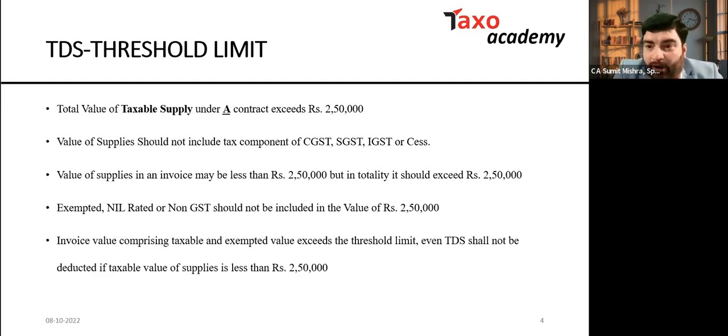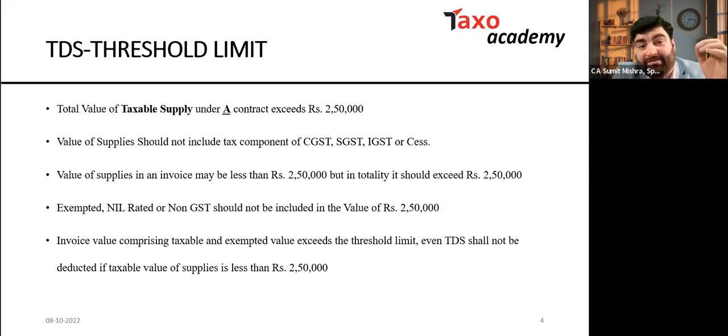Threshold limit will not include exempted supplies. For example, I have a contract for stationery items in which it comprises books as well. For example, stationery items of 2,30,000 and books amounting to 50,000. So the total value comes to 2,80,000. In this case, the 50,000 for books is exempted. There is no tax. The 2,30,000 is taxable for stationery items. Again, I have to check. Since the taxable supply under the contract is 2,30,000, it means no implication of TDS.